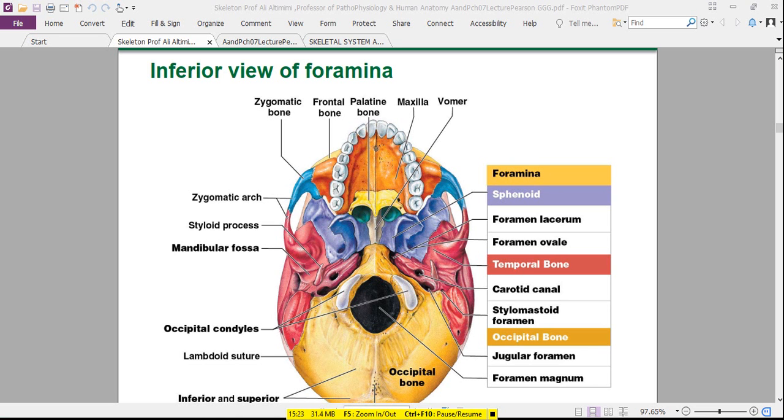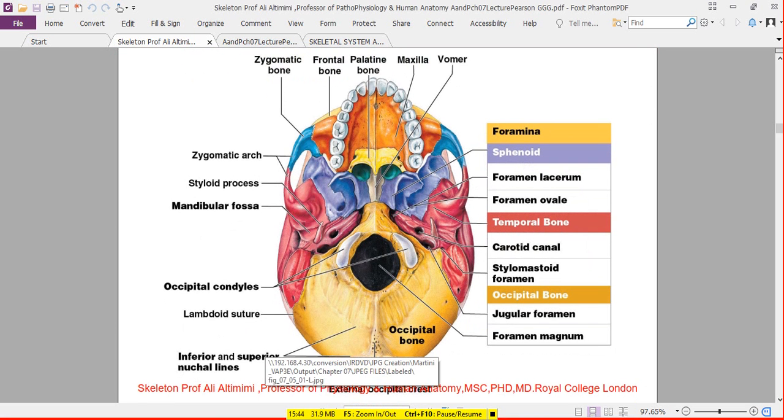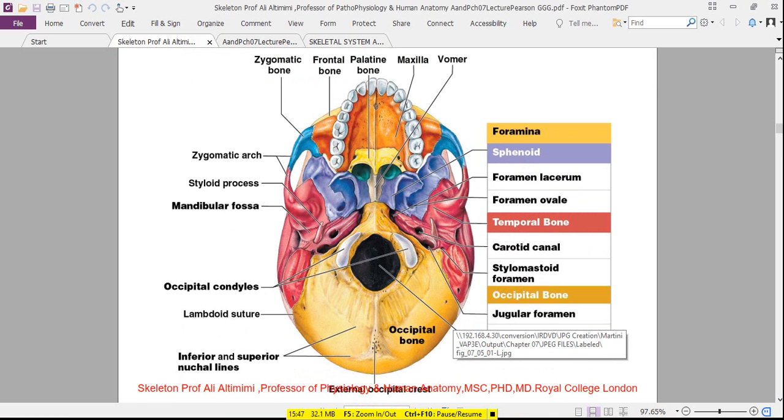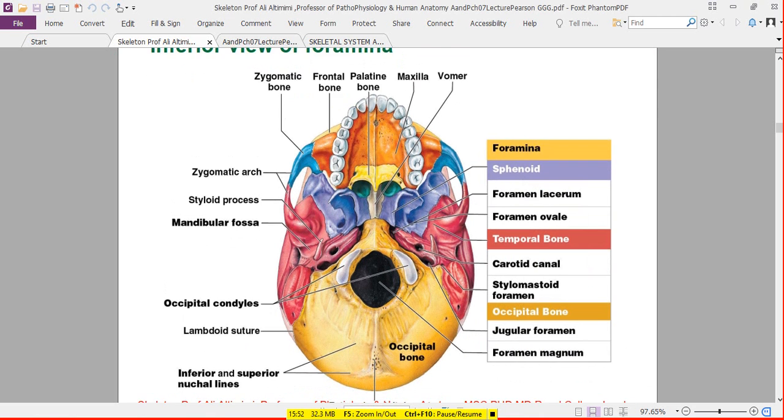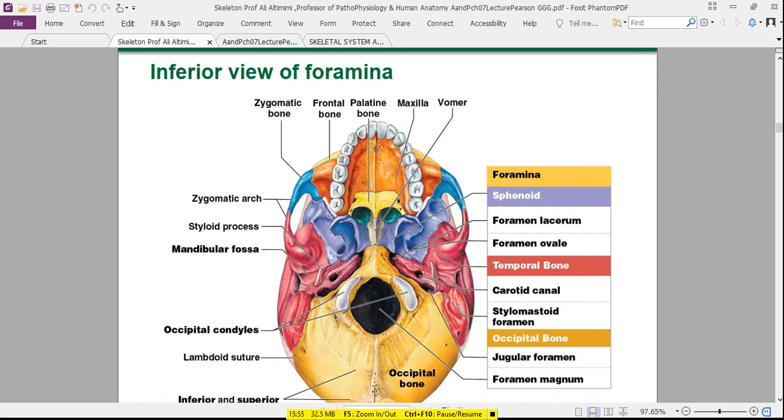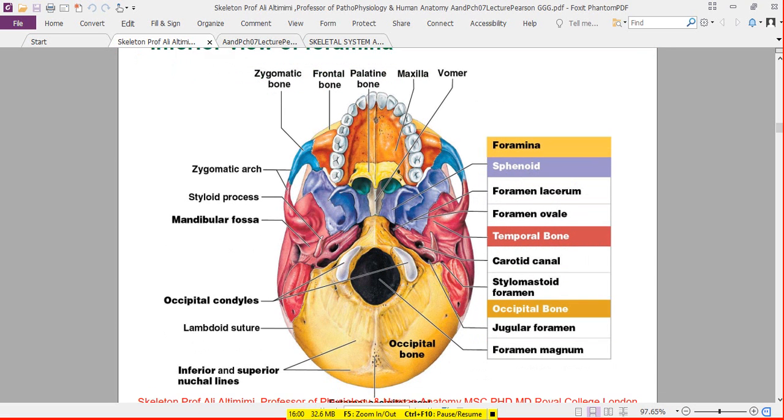Maxilla, palatine, frontal, zygomatic arch, styloid process, mandibular fossa, occipital condyle, lambdoid suture, inferior and superior nuchal line, occipital bone, vomer, maxilla. So these are foramens and bone in the inferior view.